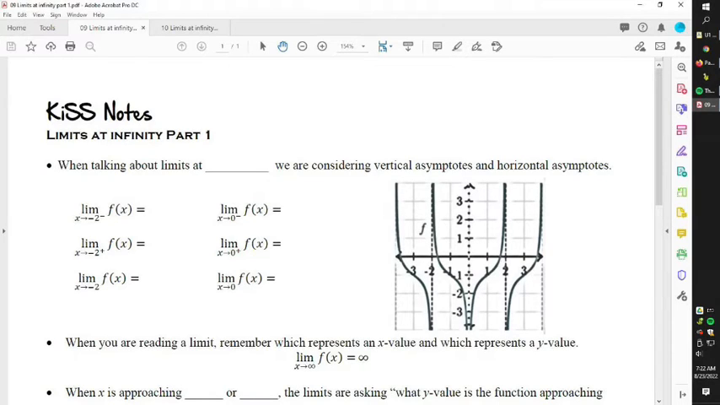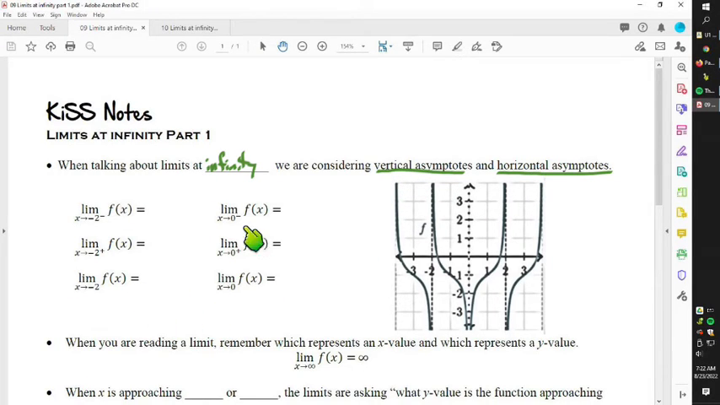Infinity. All right, there's two parts to the limit that can relate to infinity. There's the y values and the x values. Okay, but let's jump into this. There's three parts to this. This is part one. When we're talking about limits, we're talking about limits at infinity. We're considering vertical asymptotes and horizontal asymptotes.